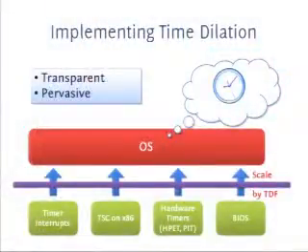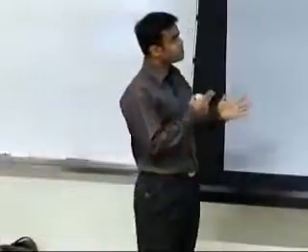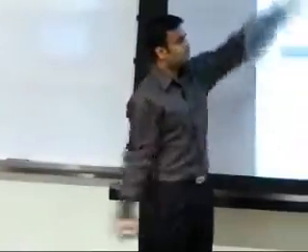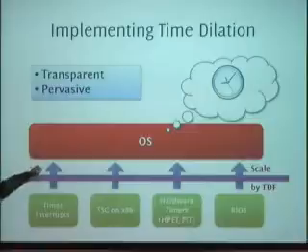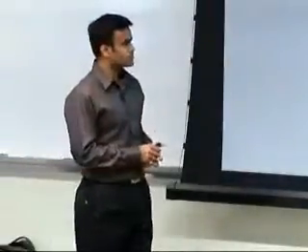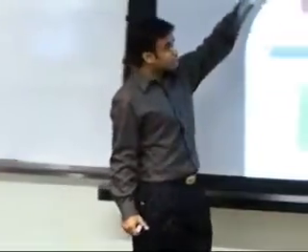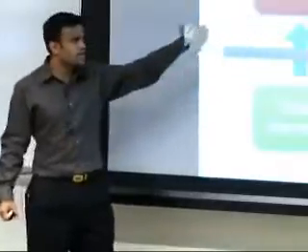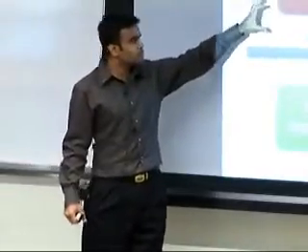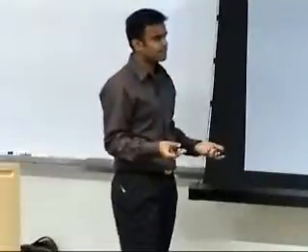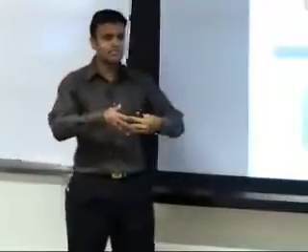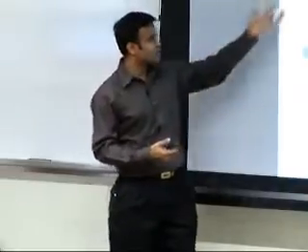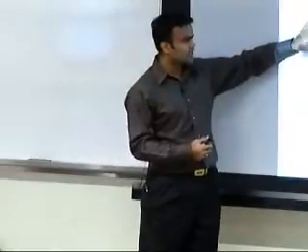Now the challenge here is that the implementation should be both transparent and pervasive. By transparent, what I mean is that we shouldn't have to modify the operating system or the applications to support time dilation, because we want to support unmodified operating systems. The implementation should be pervasive in the sense that the operating system and the application should have no way of figuring out that they're running in this dilated time frame. If the real time somehow leaks into the system, then we will see different behavior than expected.